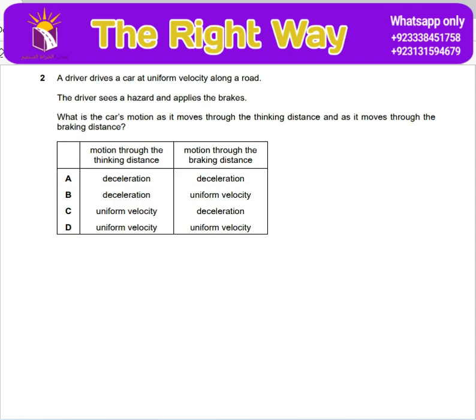Question number 2. A driver drives a car at uniform velocity along a road. The driver sees a hazard and applies the brake. What is the car motion as it moves through the thinking distance and as it moves through the braking distance? For the thinking distance, the driver didn't apply brake, so the car is still moving with uniform velocity. But after that, he applied brake and the car starts to decelerate. So for the thinking distance, the car is moving with uniform velocity, and for the braking distance, the car is decelerating. So C is the right option.